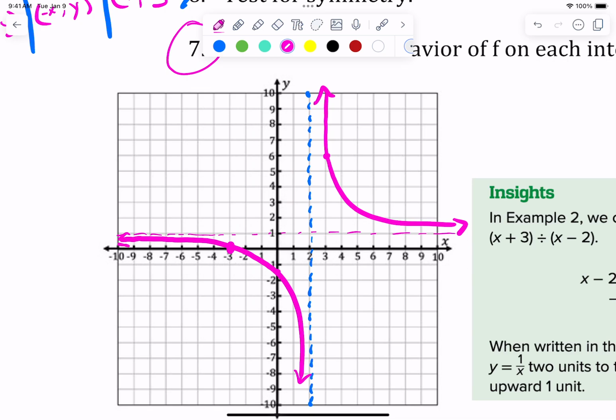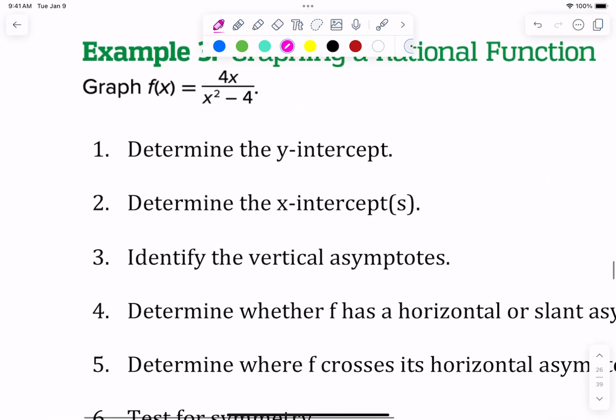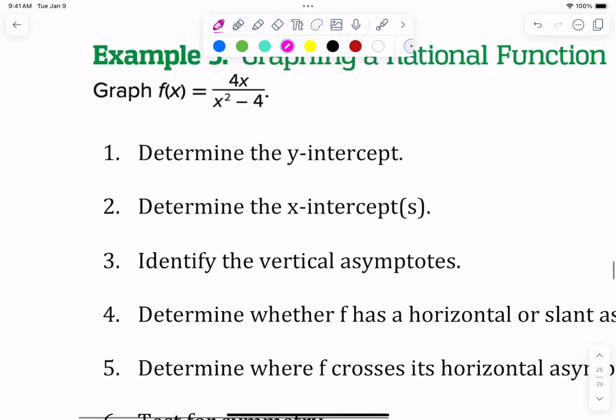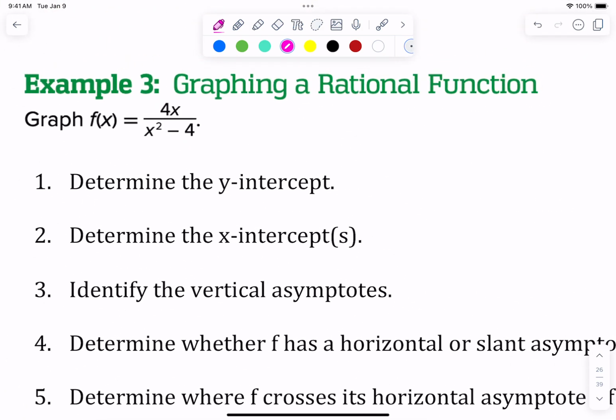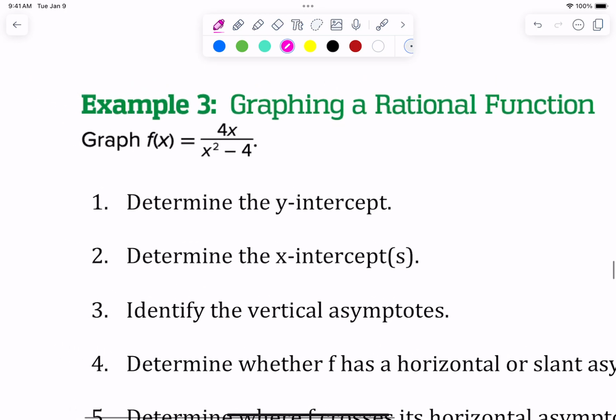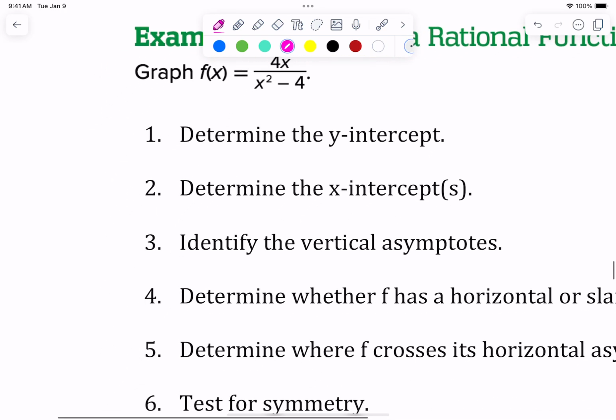Good? Let's do one more and then we'll stop. Some of these take a little bit of time. All right, so this is another rational function: 4x over x squared minus 4. Determine the y-intercept.